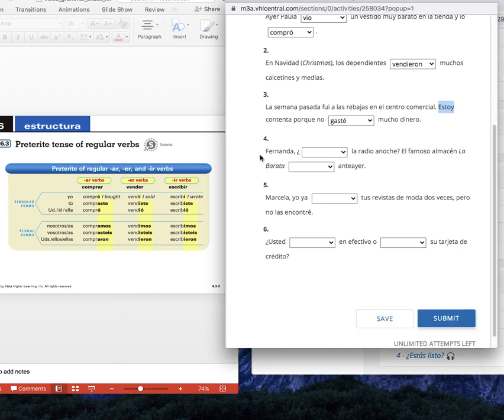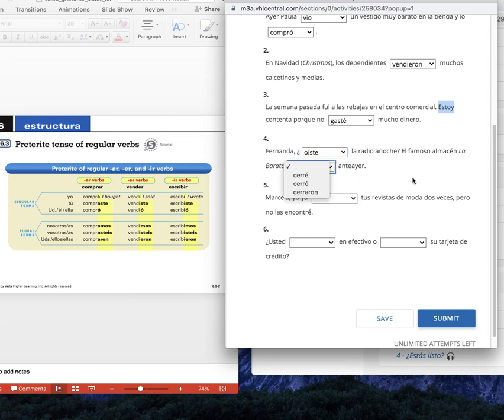Let's look at número 4. Fernanda, so we're talking to Fernanda, blank la radio anoche, el famoso almacén La Barata blank anteayer. So let's start with this first one. Fernanda, would you say oíste la radio anoche, oí la radio anoche, o oímos la radio anoche? Pause. And we're back. It would be oíste, because you're talking directly to Fernanda. Oíste la radio anoche.